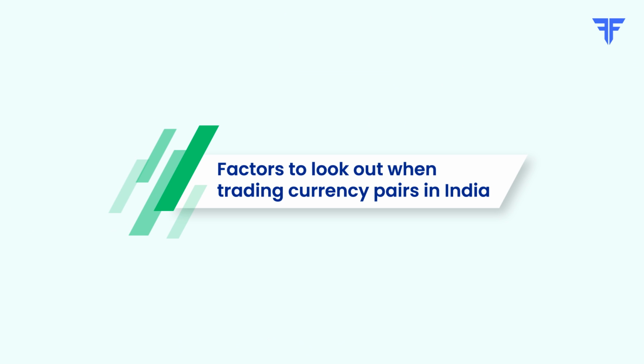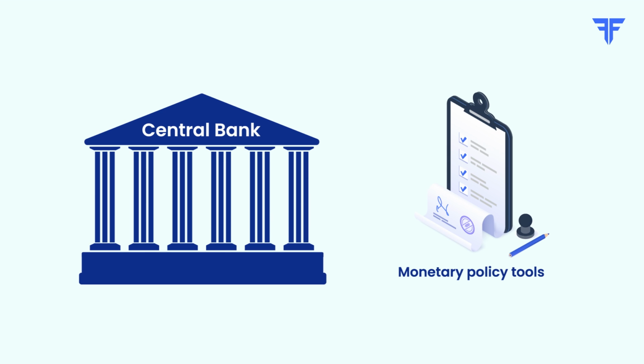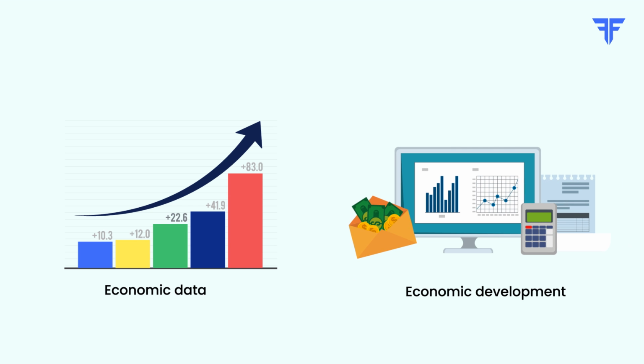Factors to look out when trading currency pairs in India. First, Central bank monetary policy. Central bank, by using its monetary policy tools, can adjust the level of interest rate and money supply in the economy based on the incoming set of economic data and economic development.